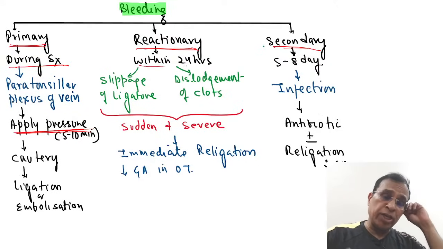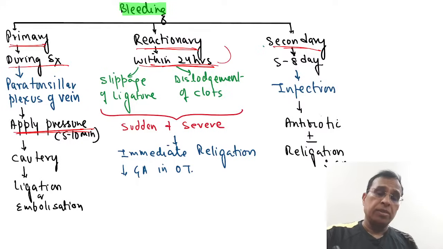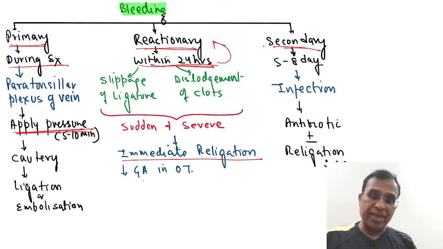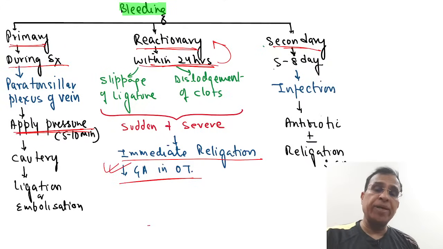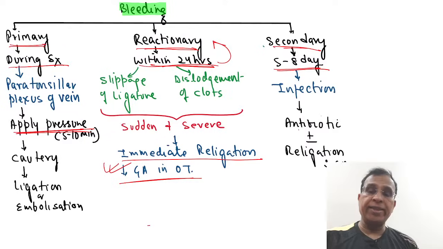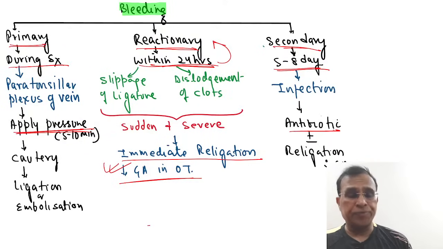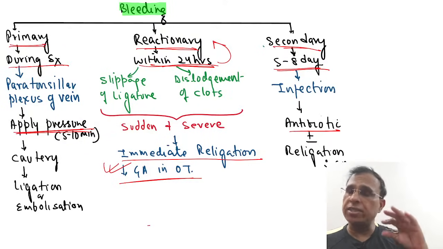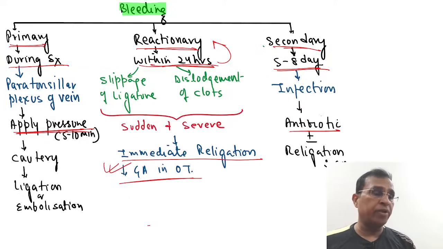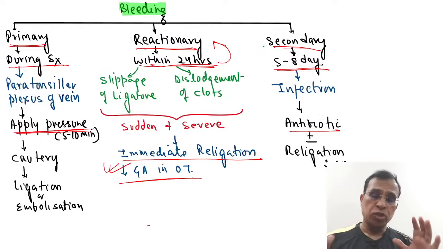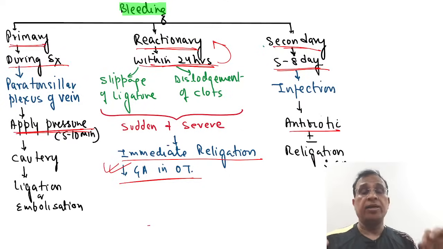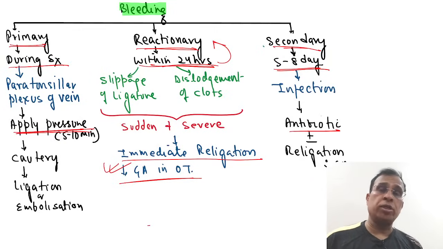Now this is within 24 hours. So this is reactionary bleeding and immediate religation under GA in OT. So this is the correct answer in this particular case. Secondary bleeding happens in 5 to 8 days, and in that case we give antibiotics mainly. So this particular table slide is extremely important. They ask you questions from here very commonly, okay. So please take a screenshot if you don't have this slide, and remember this slide, very important. Please take a screenshot if you don't already have this slide from the class notes.